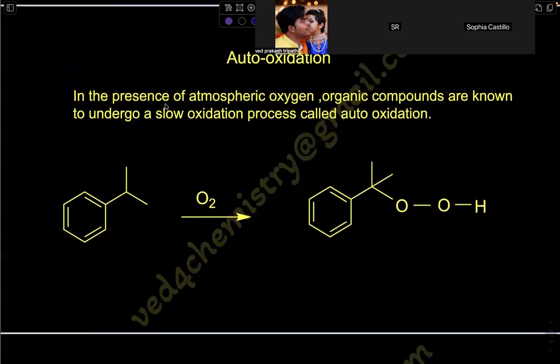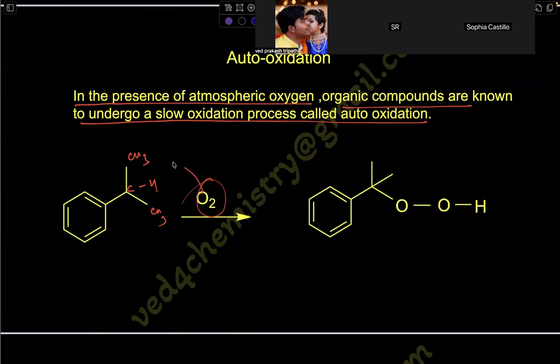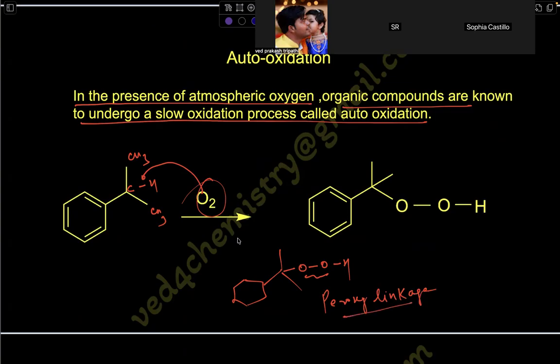Next is auto-oxidation. This is very interesting. In the presence of atmospheric oxygen, organic compounds are known to undergo a slow oxidation process called auto-oxidation. This carbon has a hydrogen. This is methyl, this is methyl, so nothing you have to do. You have to add this O2 to the carbon-hydrogen bond. So simply you can say OOH like this. Clear? This is called a peroxy bond, peroxy linkage. Make sense?